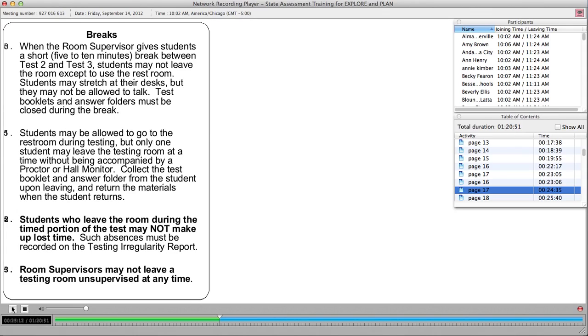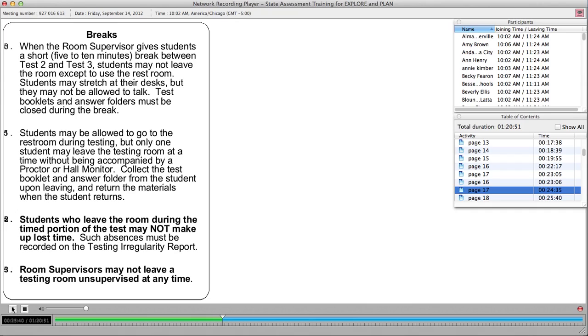Students, during testing itself, not during the break, but during testing, students may be allowed to go to the restroom, but only one student may leave the testing room at a time, and that student must be accompanied by a proctor or hall monitor. When a student leaves the room during testing, collect the student's test booklet and answer folder from the student upon leaving, and return the materials when the student returns.